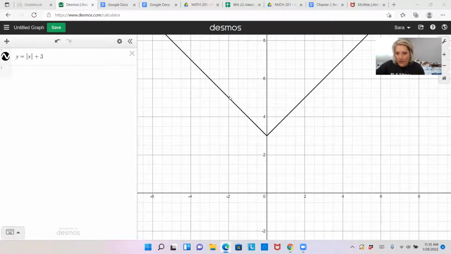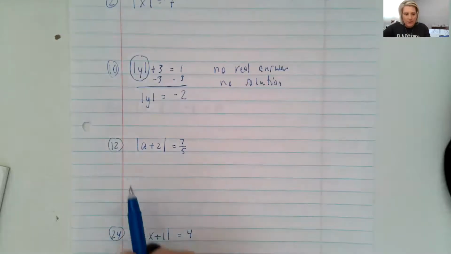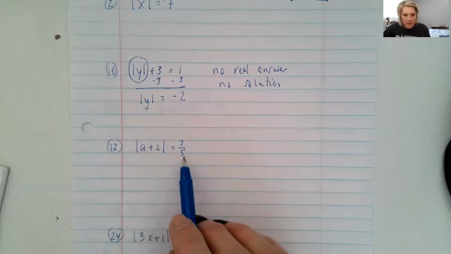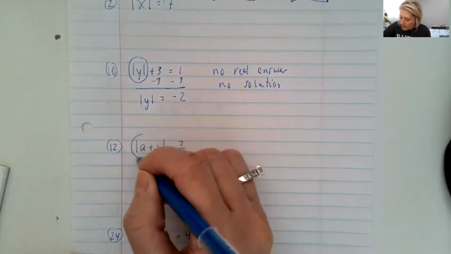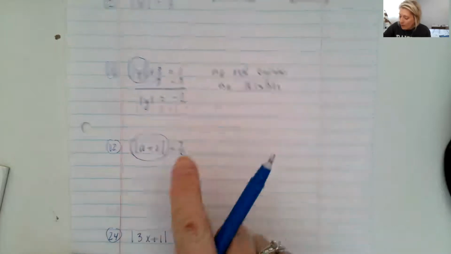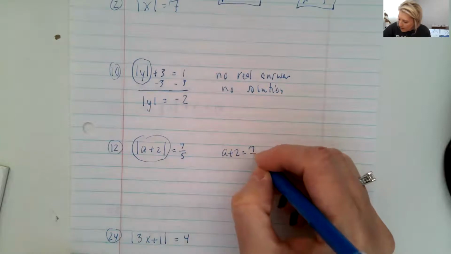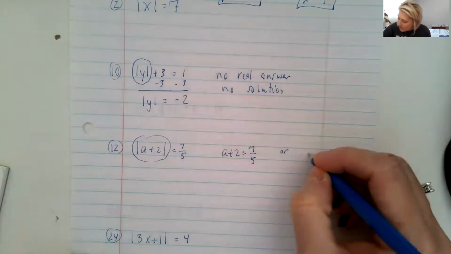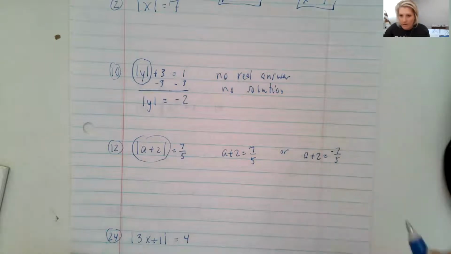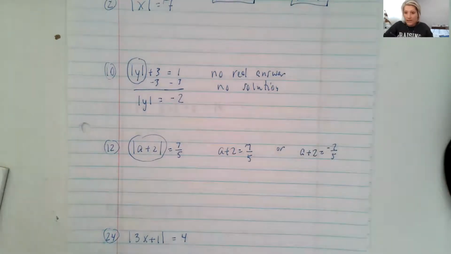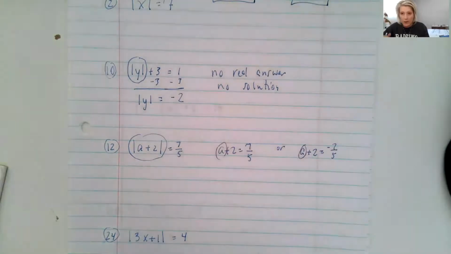Okay, so let's try number 12. Number 12 says the absolute value of a plus 2 equals 7/5. The absolute value piece is isolated, so now we can just apply a plus 2 equals a positive 7/5 or a plus 2 equals a -7/5. Then we're just solving for a, just like we did in the earlier sections of chapter 2.